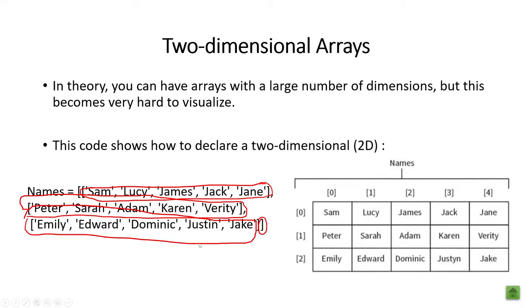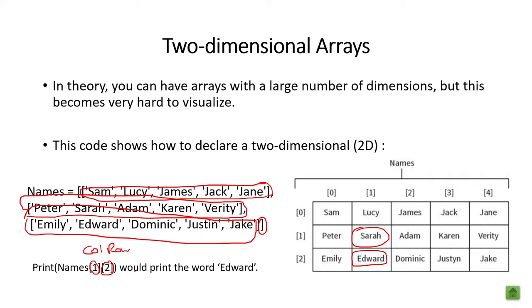It looks like that. Normally we use two-dimensional arrays to represent a table of rows and columns. So if you wanted to, for example, access Sarah, that would be at this position here, position 1, 1. Now print names 1, 2 would print out the word Edward. So here, you've got columns and you've got rows. Sometimes catches people out, that one.